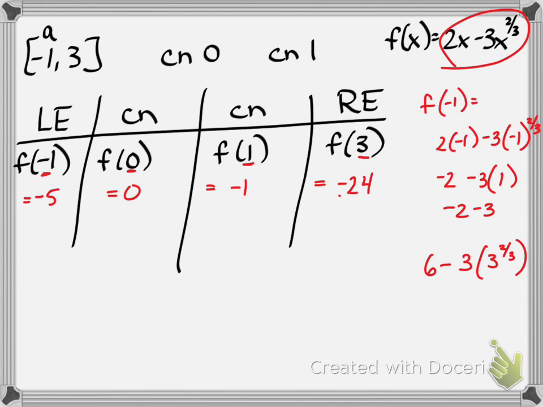Then you're looking at these function values. These are the y values. So the highest y value is actually 0. That's our max. And our smallest y value is -5. So that's our min.